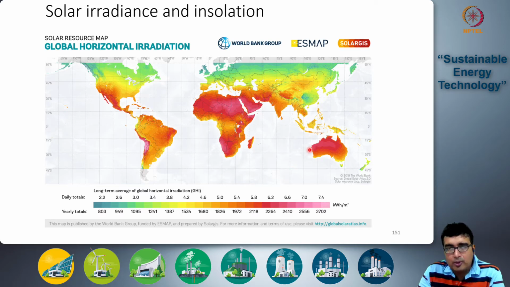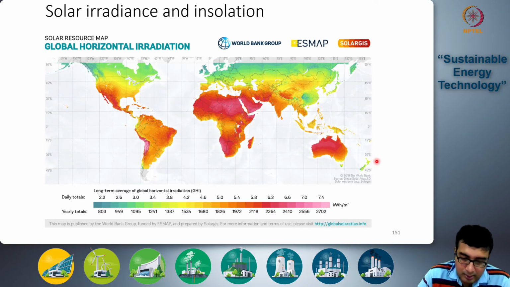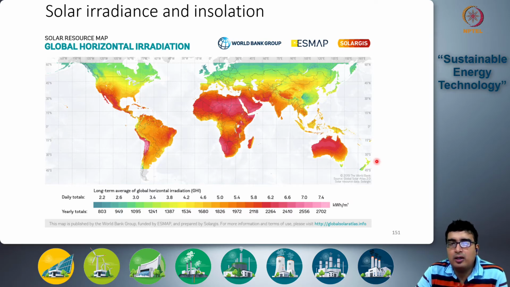Now, if you look at the distribution of solar energy, you will see that most of the solar energy is concentrated in the equatorial and subtropical zones of the world. So you can see this is the equatorial zone. The two subtropical zones, the northern subtropical zone here and the southern subtropical zone here, are showing the largest values of daily or yearly horizontal solar energy irradiation.